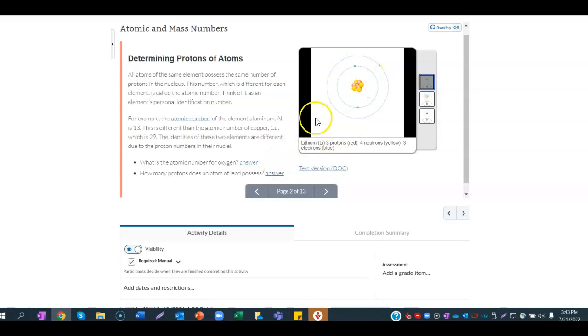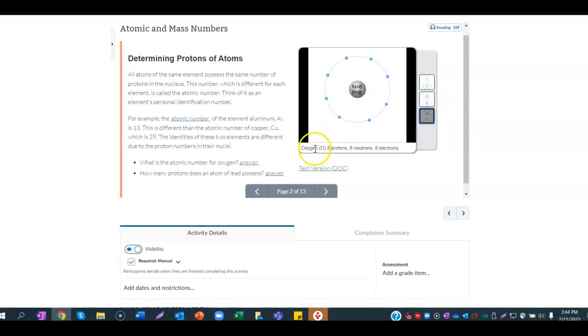This is showing a lithium atom. It's got 3 protons, it's got 4 neutrons, and it's got 3 electrons in blue. So beryllium, Be, has 4 protons in red, 5 neutrons in yellow, and 4 electrons. So you're seeing that protons and electrons, that number always matches up. And then finally, we're looking at oxygen. Oxygen with the symbol O has 8 protons, 8 neutrons, and 8 electrons.